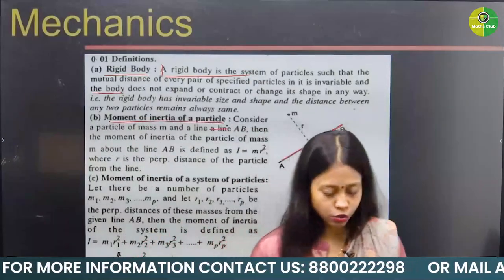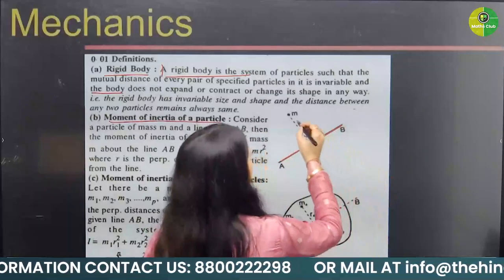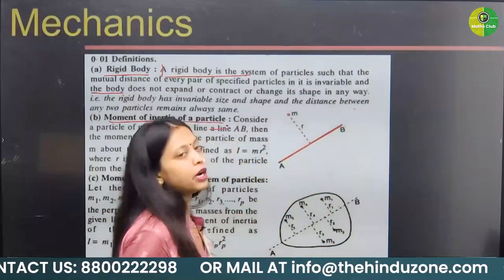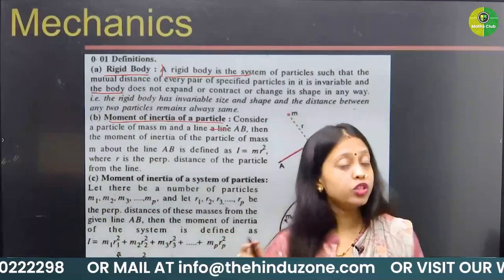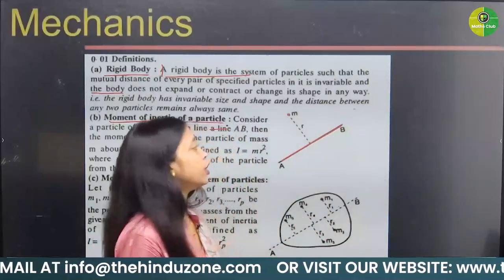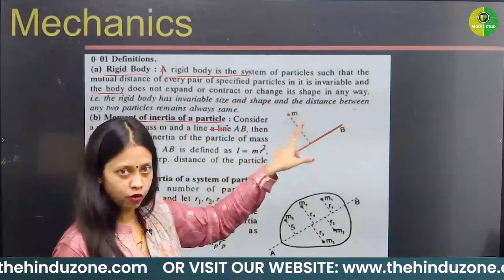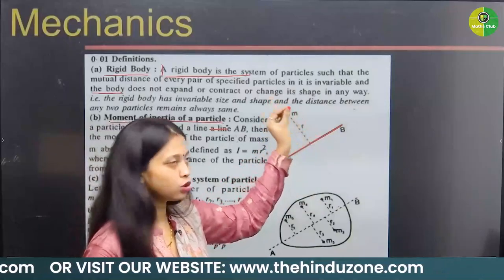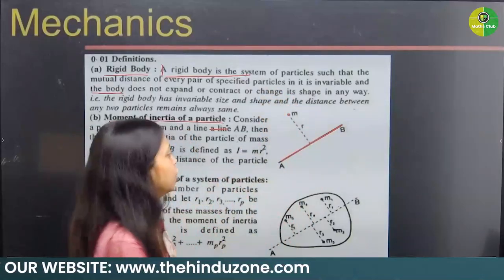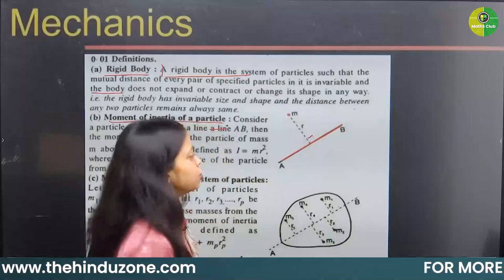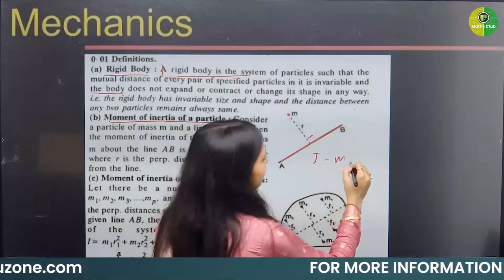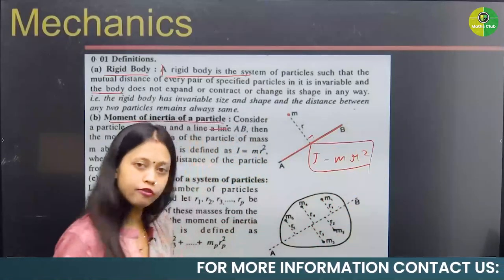So basically, when you have to find the moment of inertia of a particle of given mass with respect to a line, what you need is, obviously, the mass of that particle, and the perpendicular distance of that particle from that line. Okay, so this is the perpendicular distance, r. So moment of inertia is then given by mr squared. Simple. Okay, very important formula.